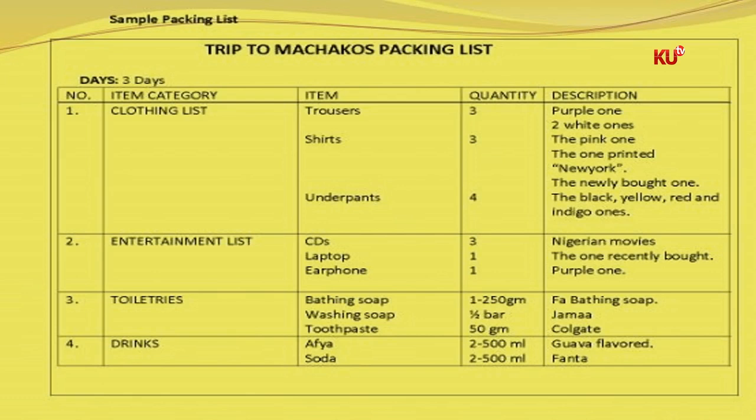Then the other list, as you can see on the slide, entertainment list. You are going for a trip. You need to be entertained. So entertainment list, to have some CDs. When you have the laptop, you have some CDs to listen to some music or maybe a movie. You can have the laptop and the earphones. CDs, you cannot carry one movie. So we indicate quantity. Quantity is just the number. You indicate 3 of them. Nigerian movies, if you are a fan of Afro cinema or action movies, whatever makes you happy.